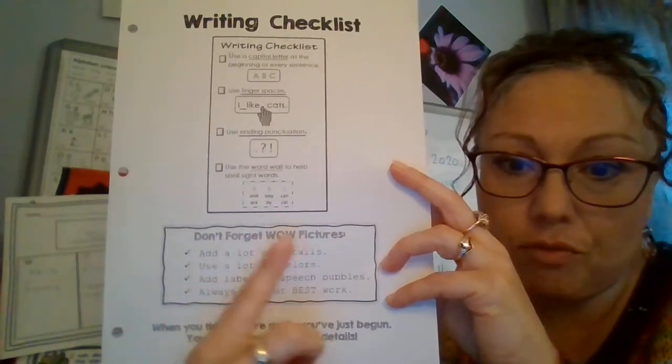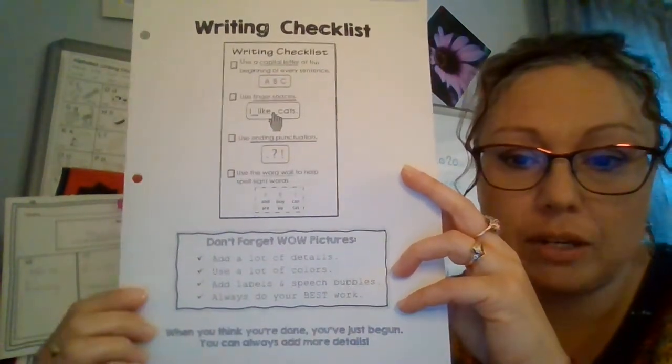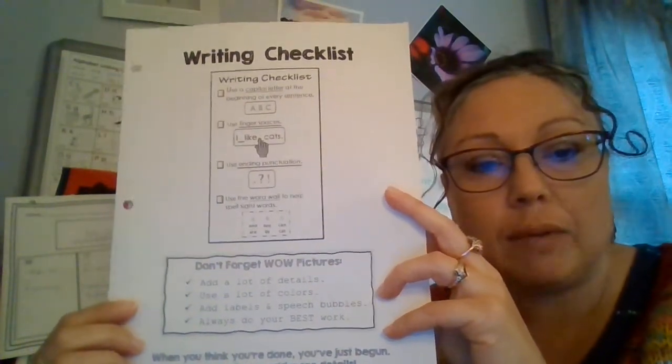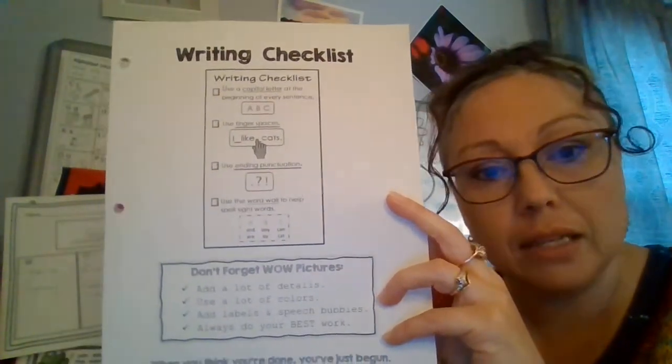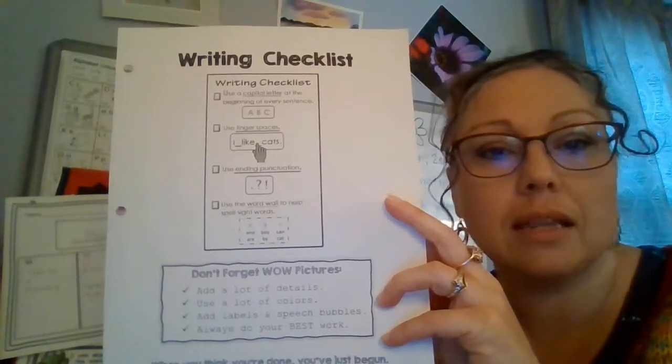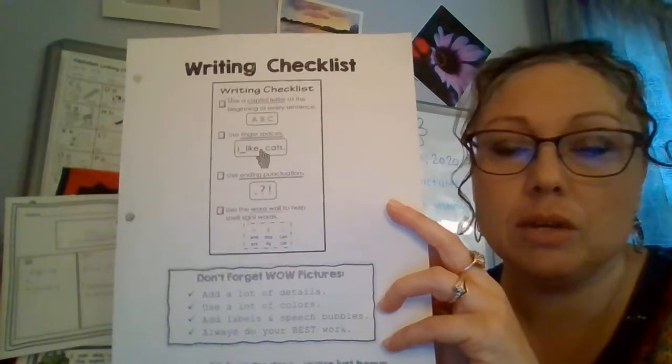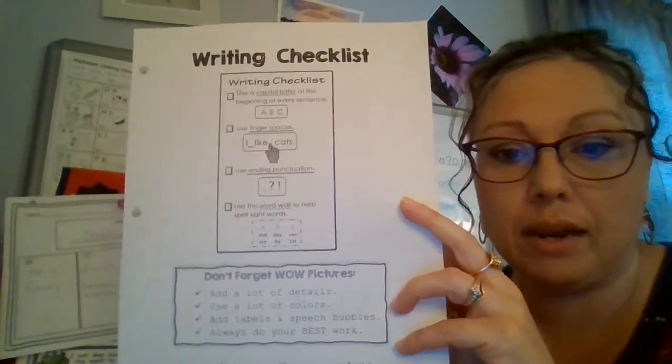So don't forget wow pictures. If we're drawing a picture, we want to make sure that we add lots and lots of details. If you're drawing your animal inside of a house, what else can you add in the picture to show that they're inside the house? If they're in the yard or out in the woods, what are some details that you can add to show your reader where that animal is?